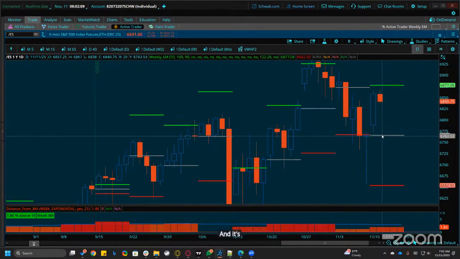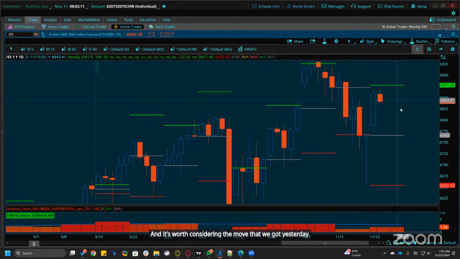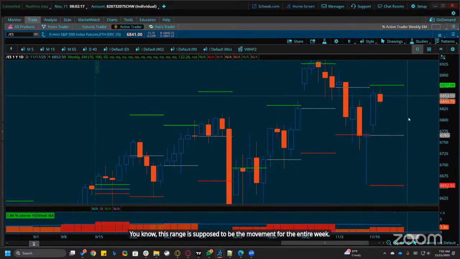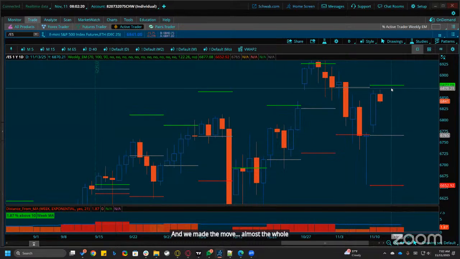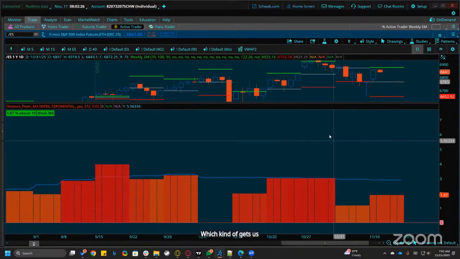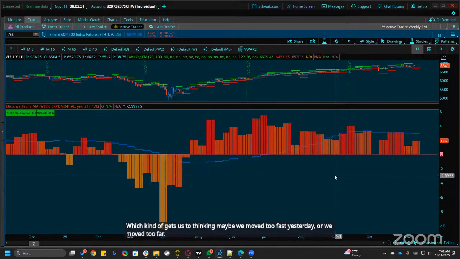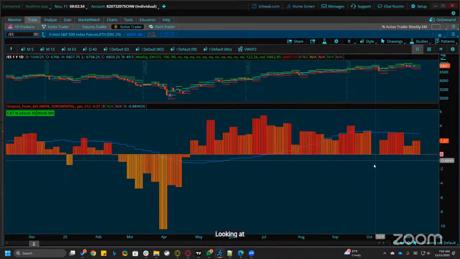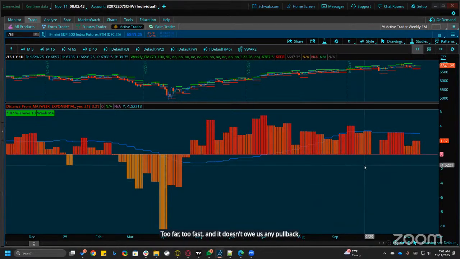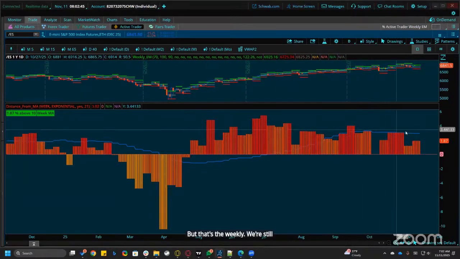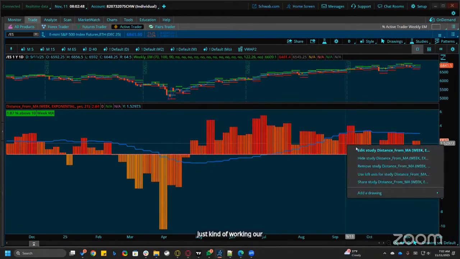and it's worth considering the move that we got yesterday. That this range is supposed to be the movement for the entire week. And we made the move, almost the whole move, in a single day. Which kind of gets us to thinking maybe we moved too fast yesterday or we moved too far yesterday. Looking at the weekly, we're not overbought. We're not overextended. We haven't moved too far too fast, and it doesn't owe us any pullback. But that's the weekly. We're still getting these lower highs, just kind of working our way back down.